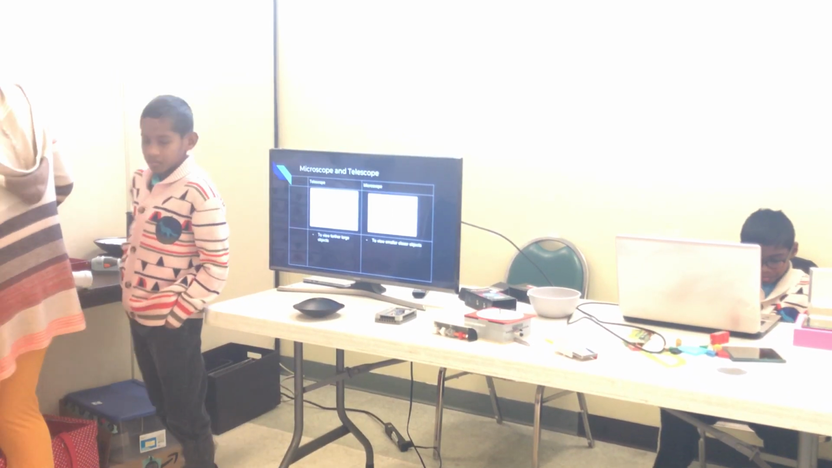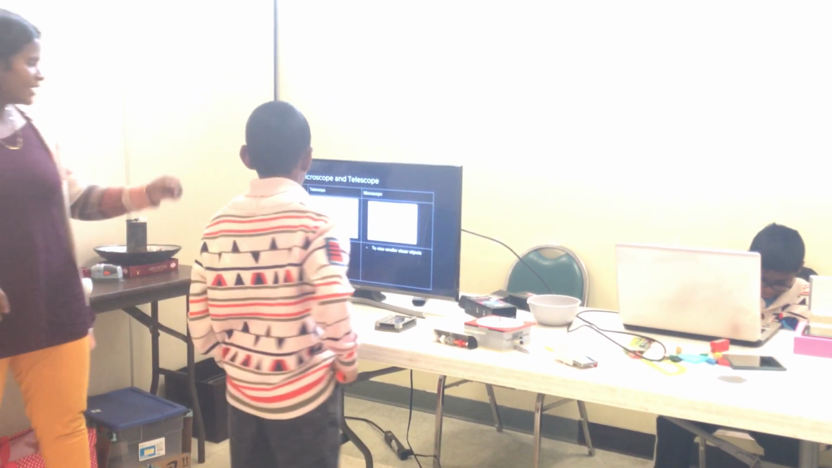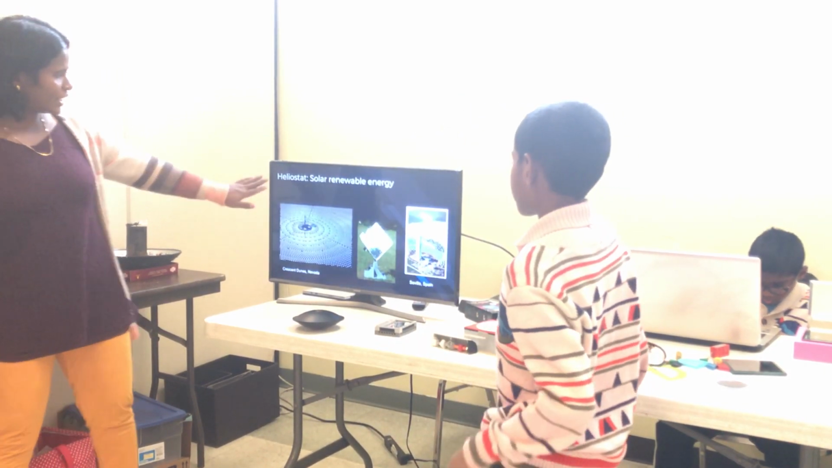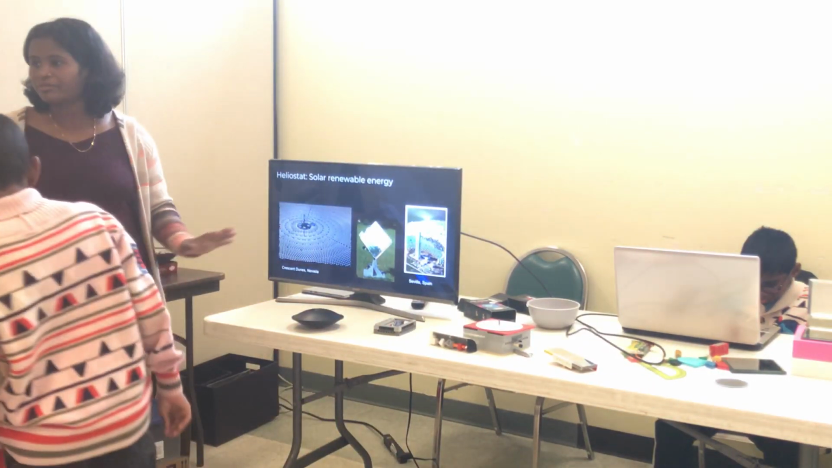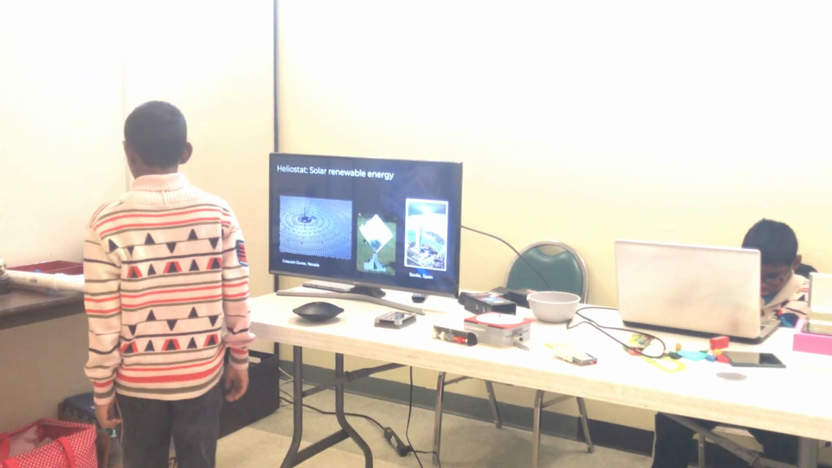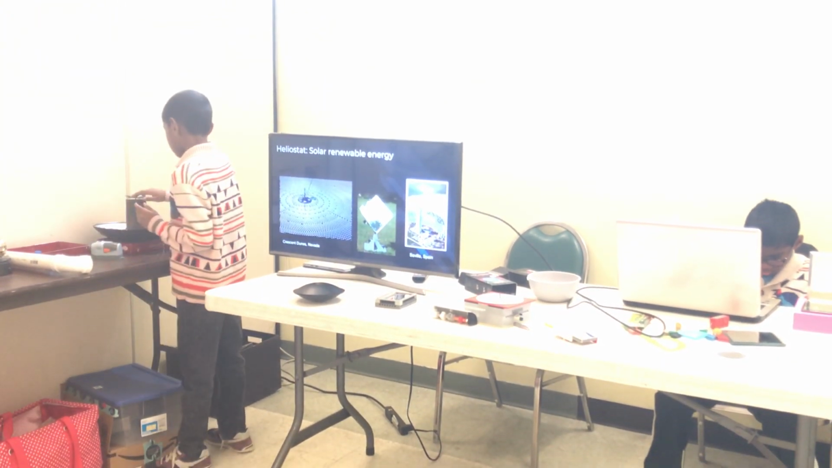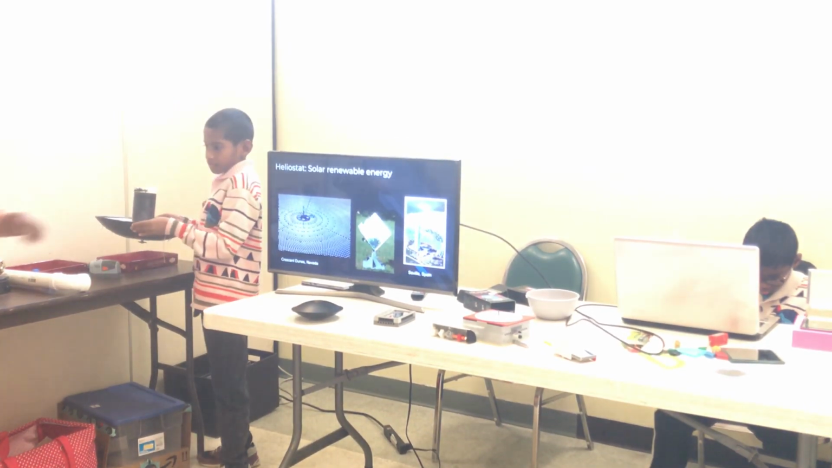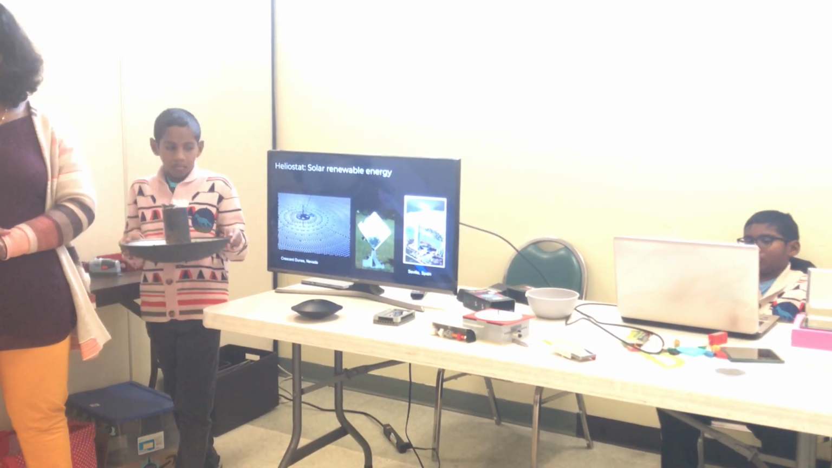So microscopes and telescopes, they use mirrors. Next slide, please. Okay, heliostat. So this is one important thing. And so the larger the magnification is, the bigger the specimen comes on. Yes, very good point. Have you heard about heliostat?